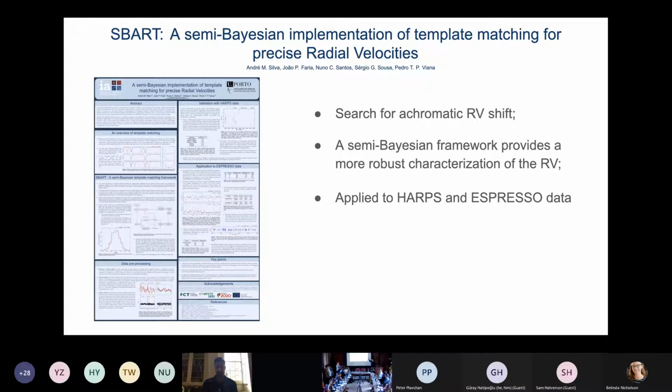So we implement this model within a Bayesian framework for a more robust characterization of radial velocities, and then we study ARVs and S-index data. Could you change the slide, please?